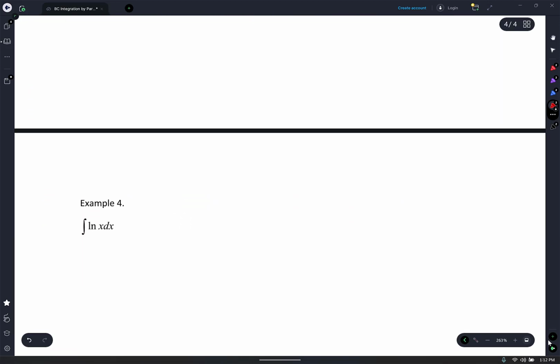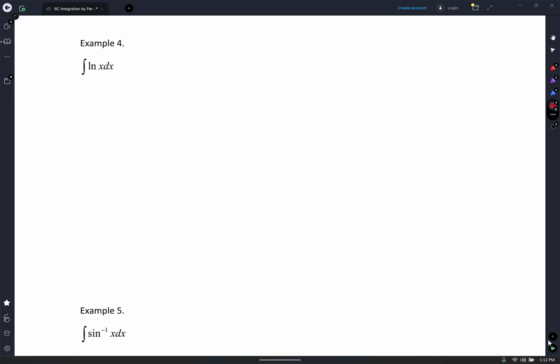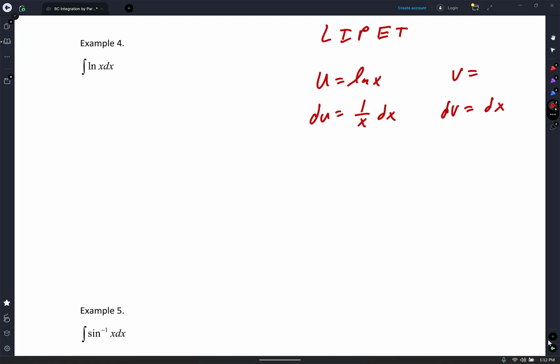Okay, all right. Next example: ln x. LIPET. We have a logarithm right off the bat. u equals ln of x, du equals 1 over x dx. v and dv: dv is equal to dx, so v equals x.